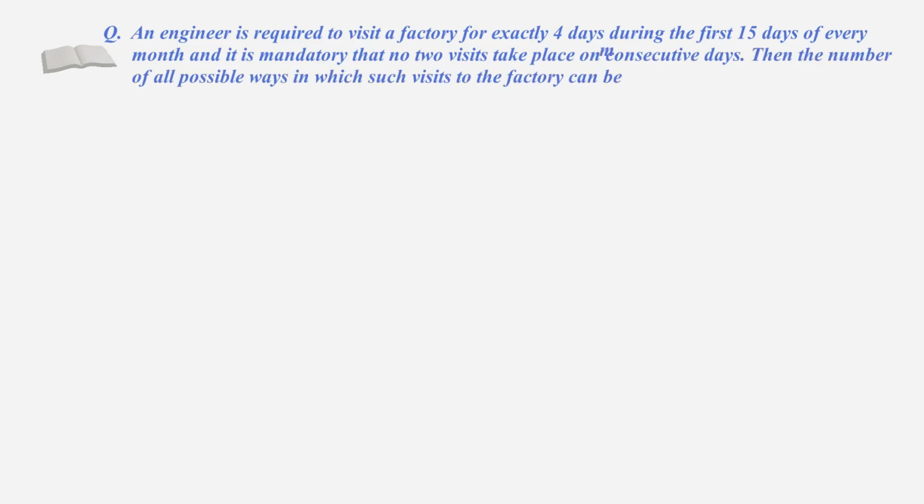An engineer is required to visit a factory for exactly 4 days during the first 15 days of every month, and it is mandatory that no 2 visits take place on consecutive days. Then the number of all possible ways in which such visits to the factory can be made by the engineer during 1 to 15 June 2021 is.